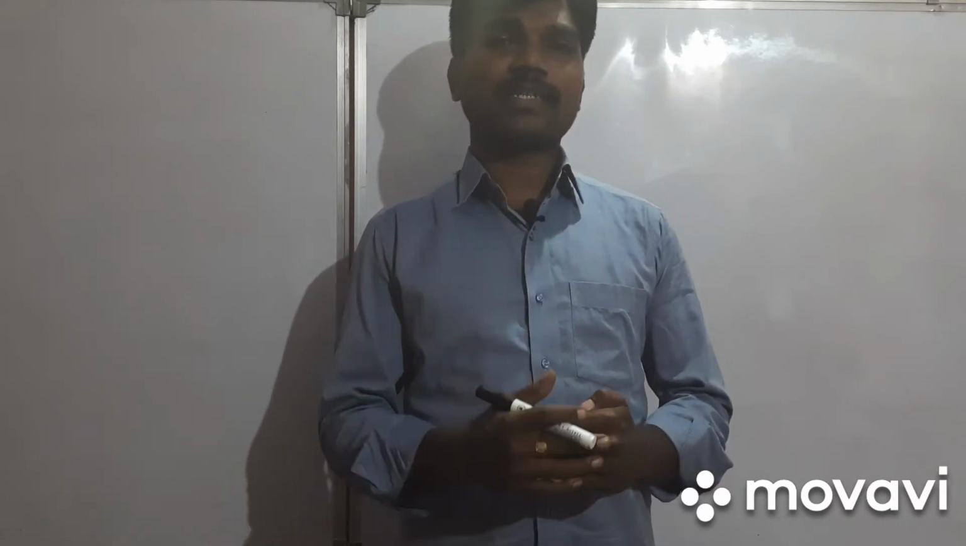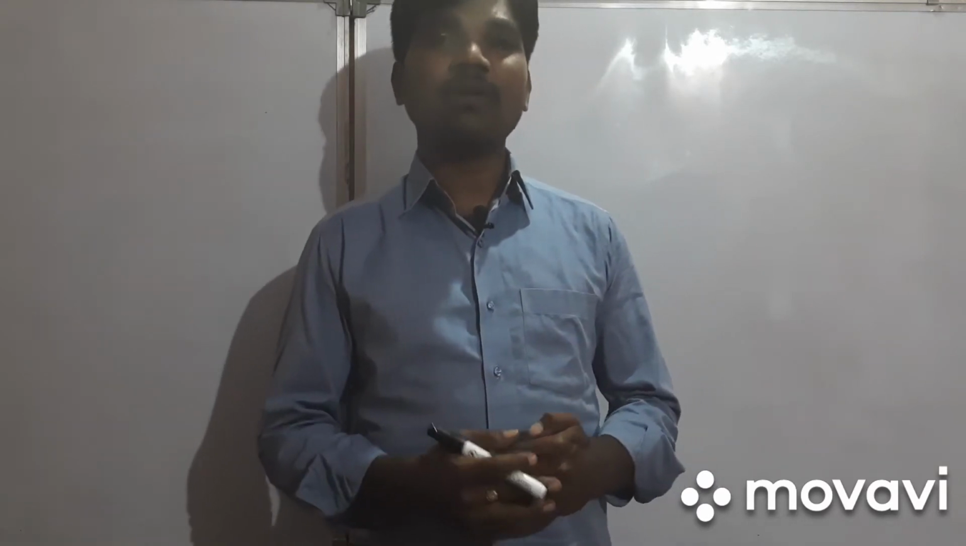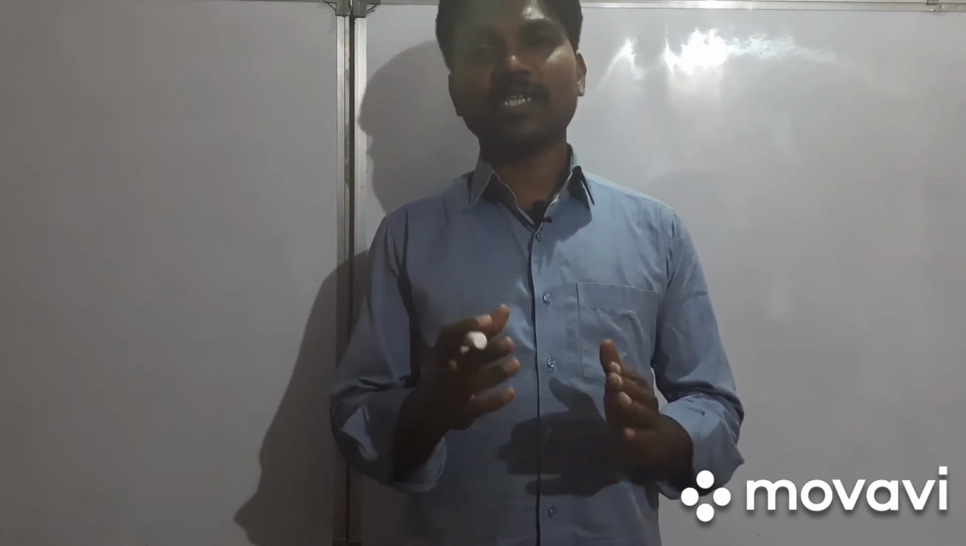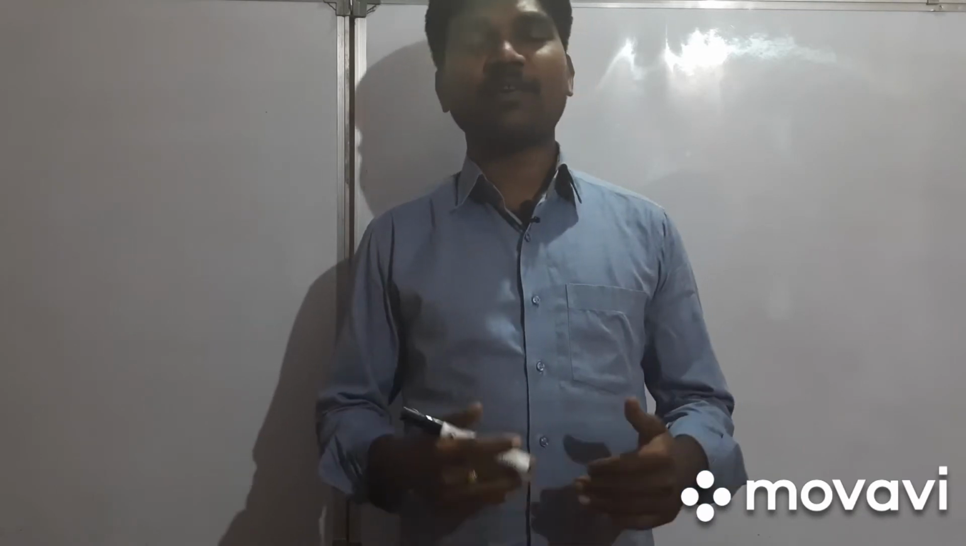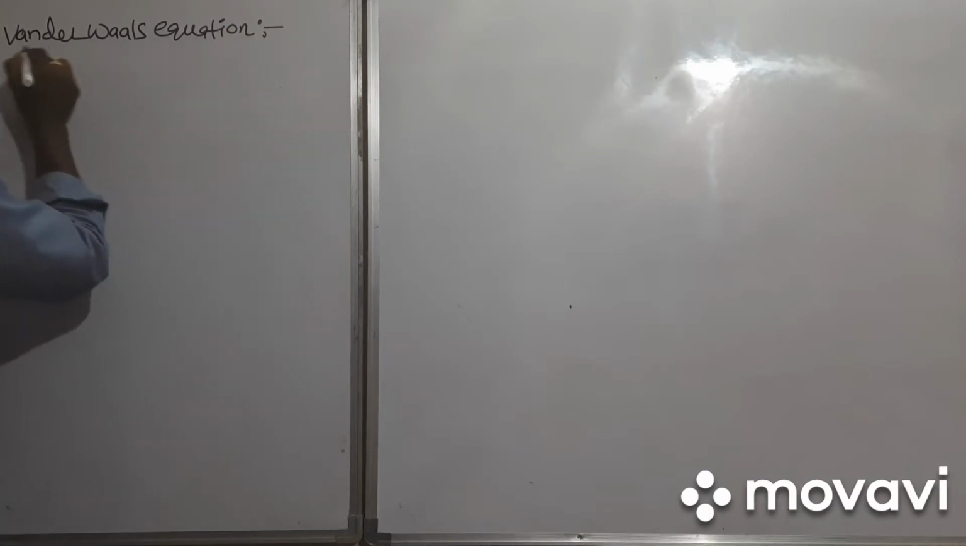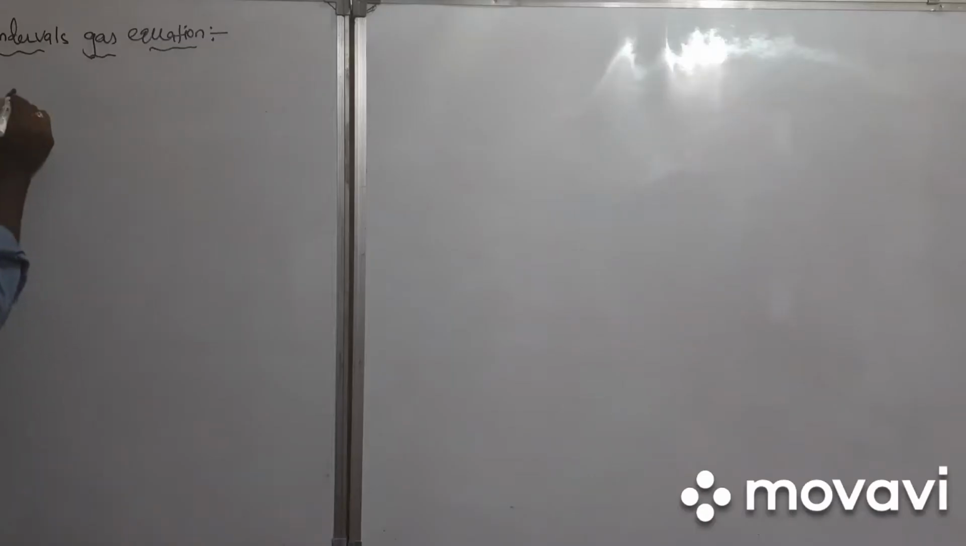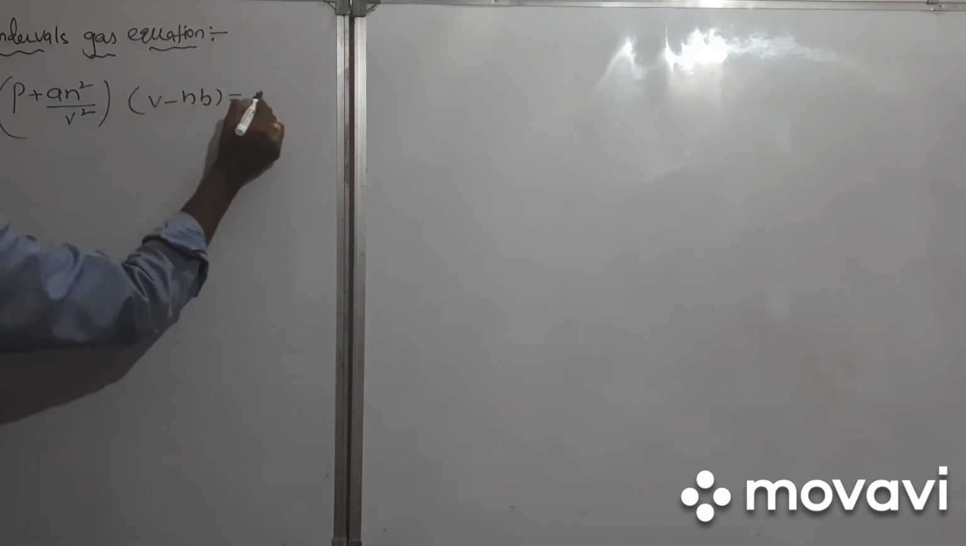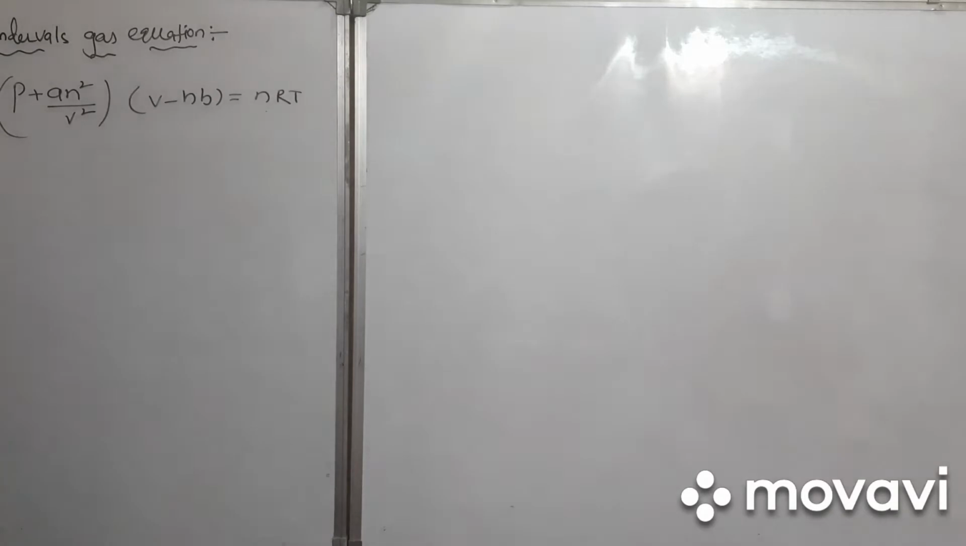Then how can we make corrections in pressure and how can we make corrections in volume? If we make corrections for volume as well as pressure, then the ideal gas equation will be changed to the van der Waals gas equation, which can be applicable for real gases also. Now I am going to explain that equation. The van der Waals equation will be like this: (P + an²/V²)(V − nb) = nRT. So this is the van der Waals gas equation.